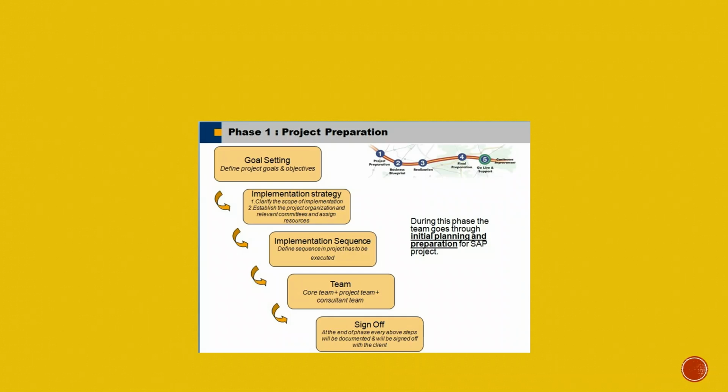Then come the implementation strategies, like who would be part of the team, the resources, etc. Then the sequence, the overall timeline and the go live date, would be defined. And then the team to whom the consultant team would go if there is any confusion, questions, or business requirements to be understood. All of this initial planning and preparation comes under the project preparation phase, and a final sign off would also be required from the client side.